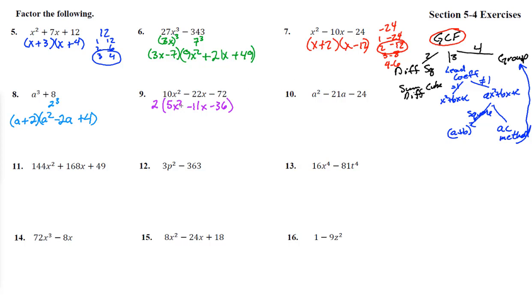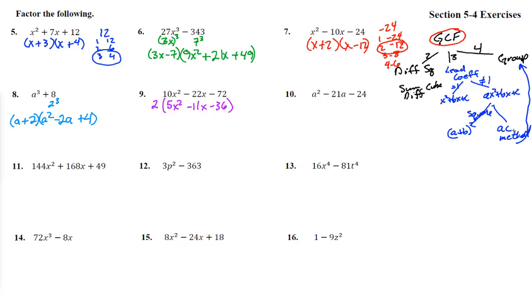Okay, so now what's left? Are there 2, 3, or 4 terms? There are 3 terms. And if we go down here, the leading coefficient is not equal to 1, so it's ax squared. Just double check really quick. Is it a perfect square? No, 5 is not a perfect square. Even though 36 looks promising, it's not a perfect square. So we can't do that.